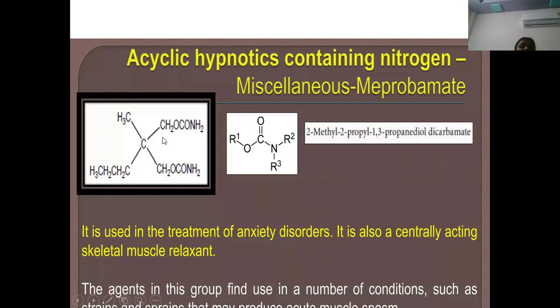So a carbon attached with 4 groups. One is methyl group, second one is propyl group, and next one is propane diol group. Diol means due to the presence of 2 OH groups in that structure along with the dicarbamate. So this is the IUPAC name, 2-methyl, 2-propyl, 1,3 propane diol, dicarbamate. It is used in the treatment of anxiety disorders. It is also a centrally acting skeletal muscle relaxant.